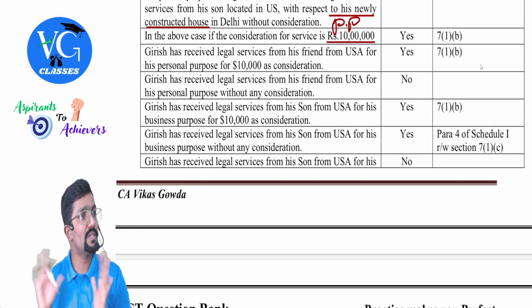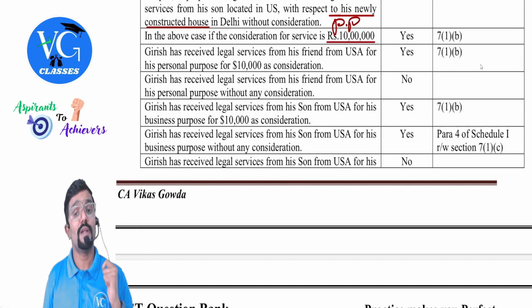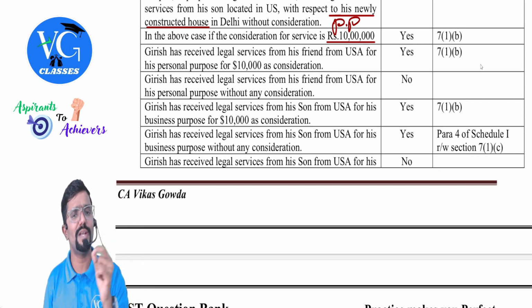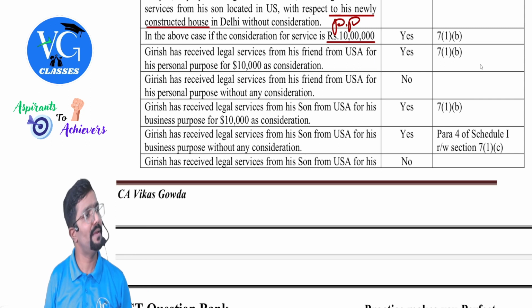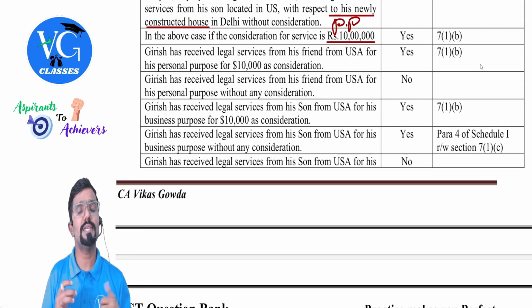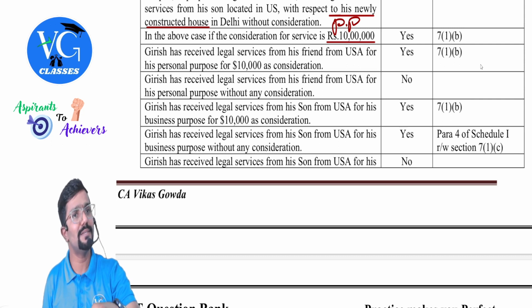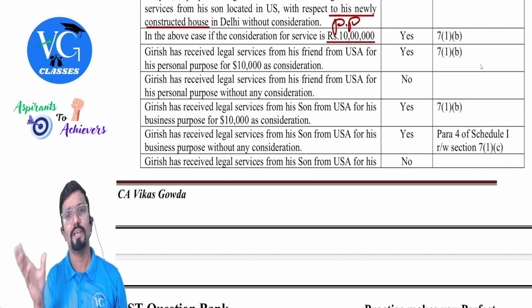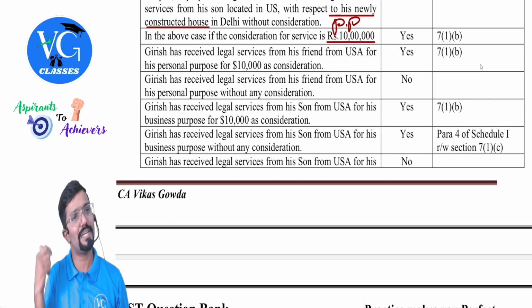Next, Girish has received legal services from his friend from USA. Okay, friend is not a relative. From USA for his personal purpose for $10,000. Guys, when there is a consideration of $10,000, is it a supply? Yes, as per 7(1)(b). Sir, consideration is in foreign currency, sir. Doesn't matter. When the person is paying GST, he will convert it into Indian rupees, calculate the value of supply in Indian rupees and pay GST.